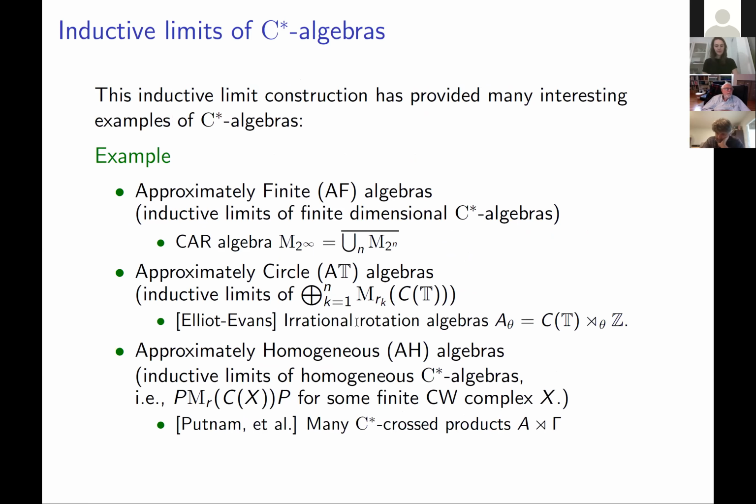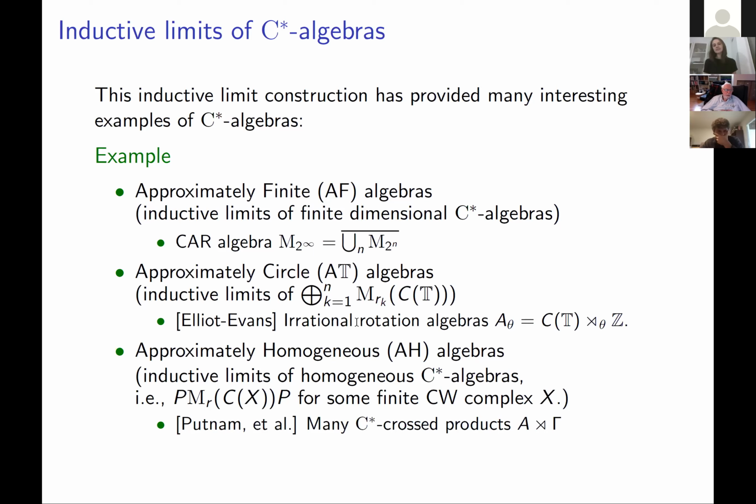This inductive limit construction has really become canon in C-star algebras, first of all for providing many interesting examples of C-star algebras. One very well-known class of examples are the approximately finite, or AF, C-star algebras. These are inductive limits of finite dimensional C-star algebras. A favorite one for this is the CAR algebra, where the finite dimensional C-star algebras are the 2^n by 2^n matrices.